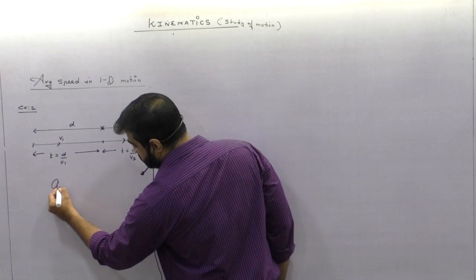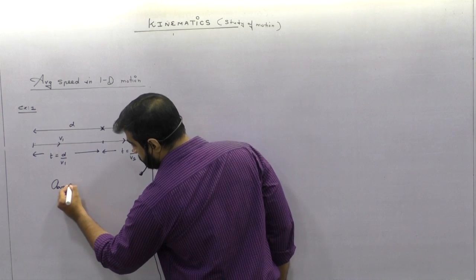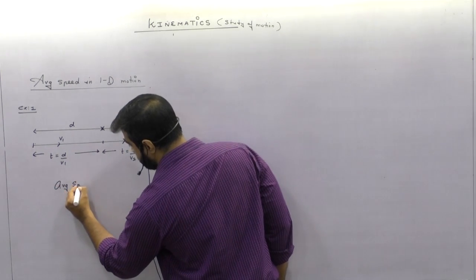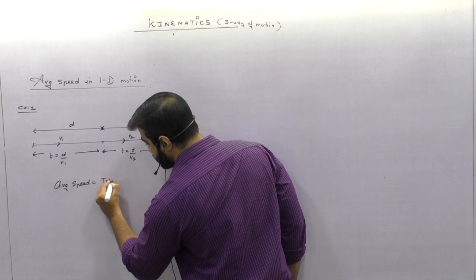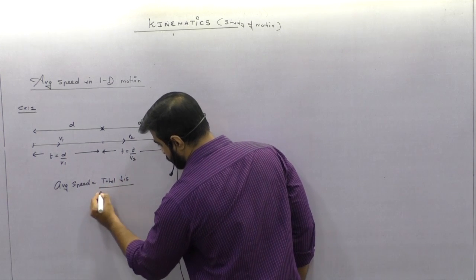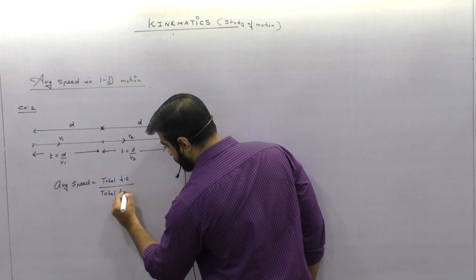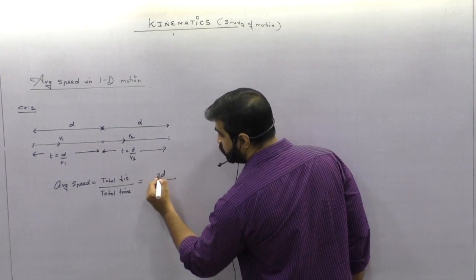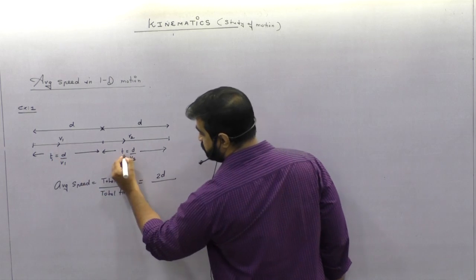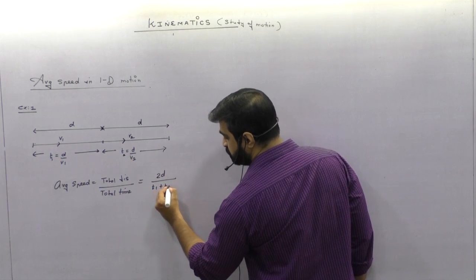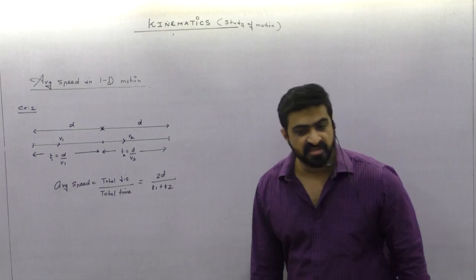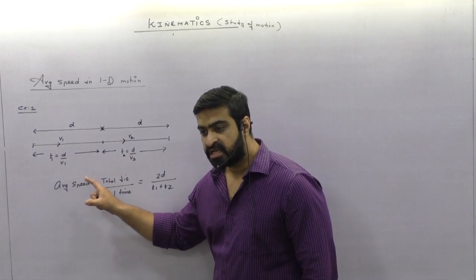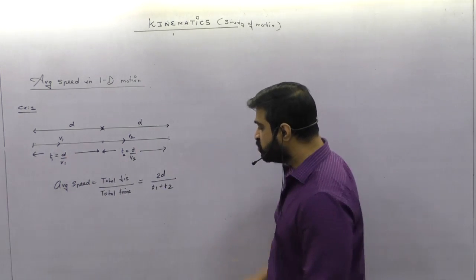Look, average speed is total distance upon total time. Total distance, beta, is 2d. Total time will become t1 plus t2. But since we have decided to eliminate the t's, in place of t, I will put d by v1 and d by v2.